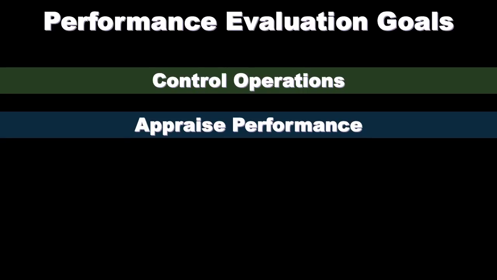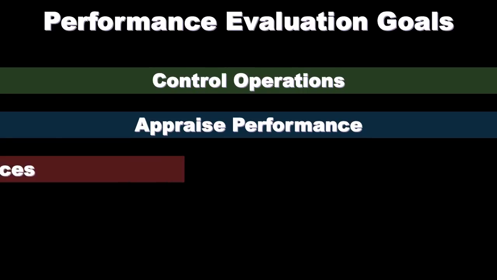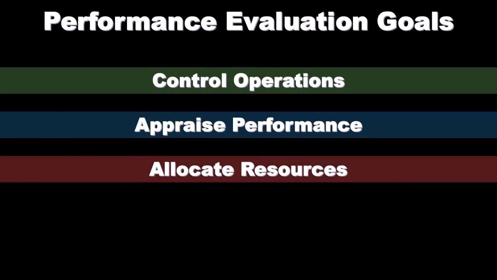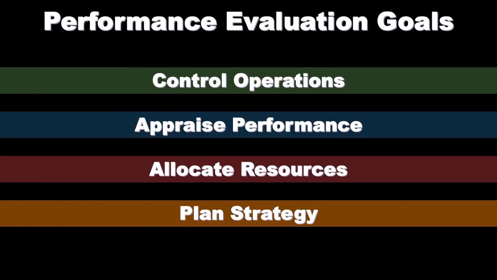And then we can use that to appraise the performance of those individuals that are in charge of those specific goals. We can allocate resources. We can look at which departments are doing well, which departments are underperforming and overperforming, and then decide how to allocate our resources based on that information. We can plan a strategy. Once we have this information, once we have the evaluation, we know clearly who's responsible for each goal.